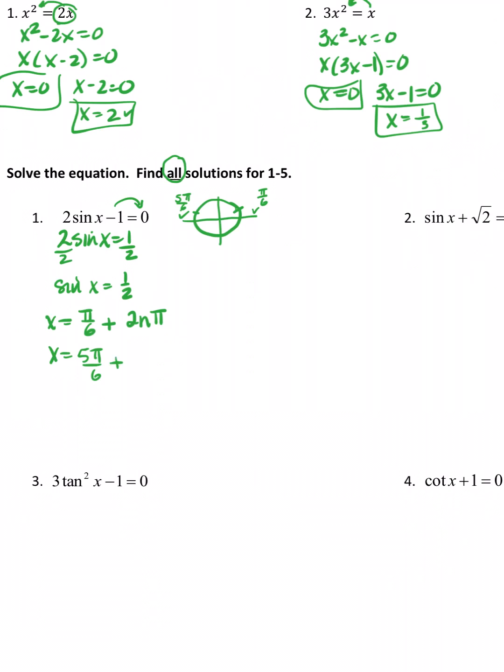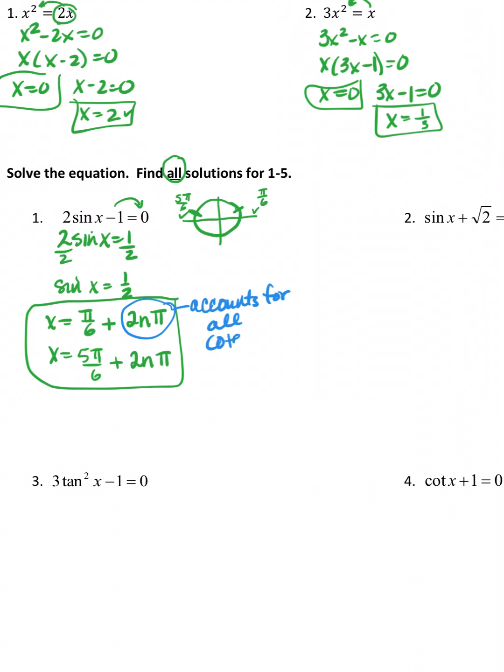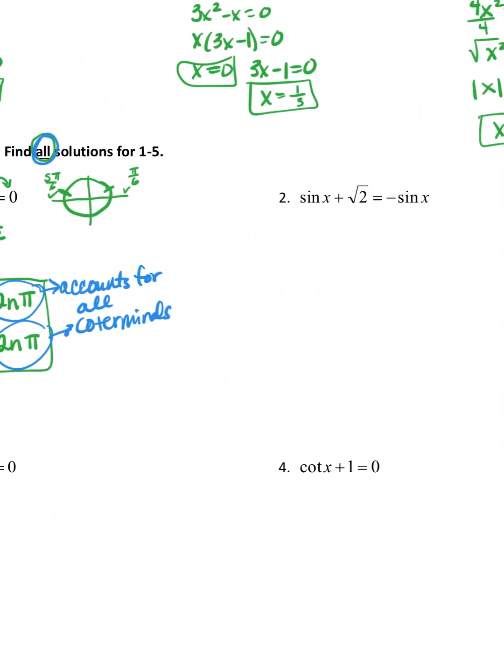Same would happen with the 5 pi over 6 angle. If I keep adding a full revolution, I would end up in this location, and my sine would still be positive 1/2. So instead of listing all of them out, I notate it 2 pi n. All right? So what does that 2 pi n do? Well, this accounts for all the coterminals out there. And you're going to want to do this anytime it says all solutions, all right? Now there's some shortcuts, and I'll show you as they come along, but this one, that's your answer. Let's look at number 2.